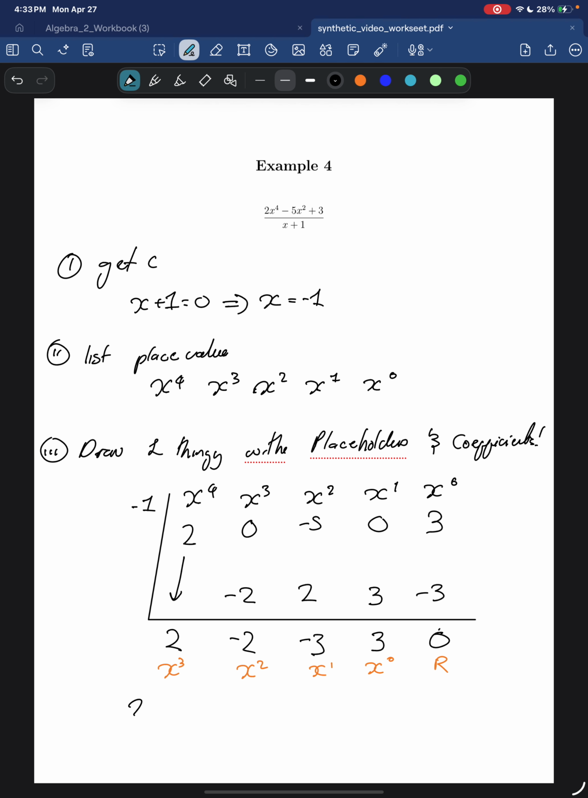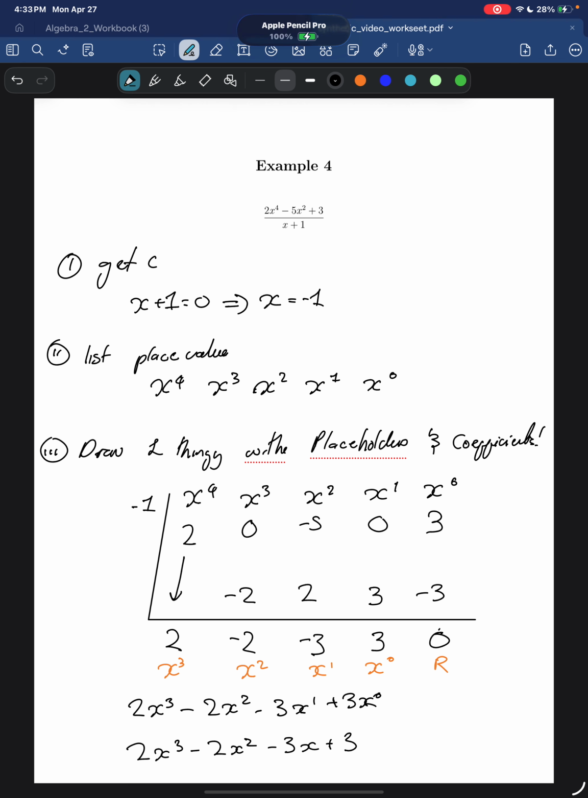So my answer is just 2x to the power of 3 minus 2x to the power of 2 minus 3x to the power of 1 plus 3x to the power of 0. There's no remainder. So then simply put it in the proper form. 2x cubed minus 2x squared minus 3x plus 3. All right. And you don't need to write out the x to the power of 1 and x to the power of 0 every time. I'm just putting that there so you see how the math is changing.